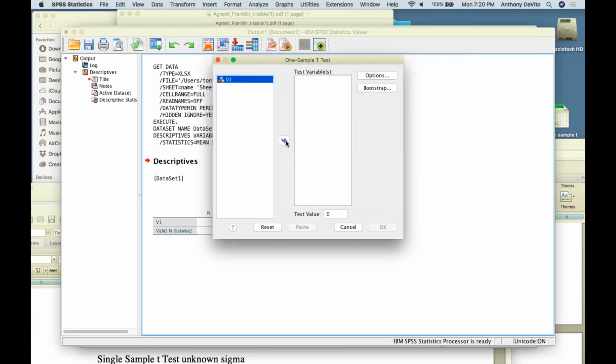I'm going to move the variable into the test variables. And I'm going to tell it that I want to compare it to a mean that is known to be 8. See, the test value there is 8. Okay, I'm going to click OK.